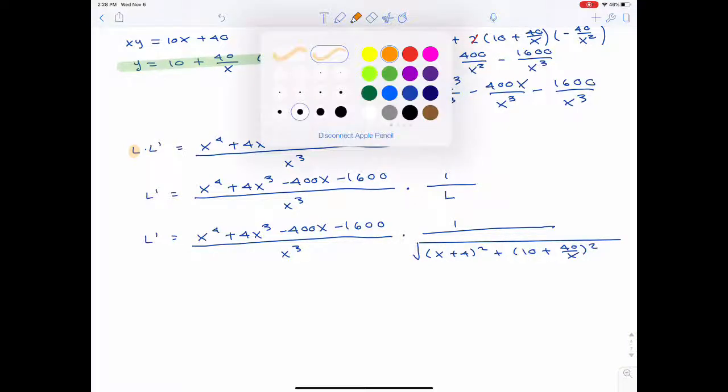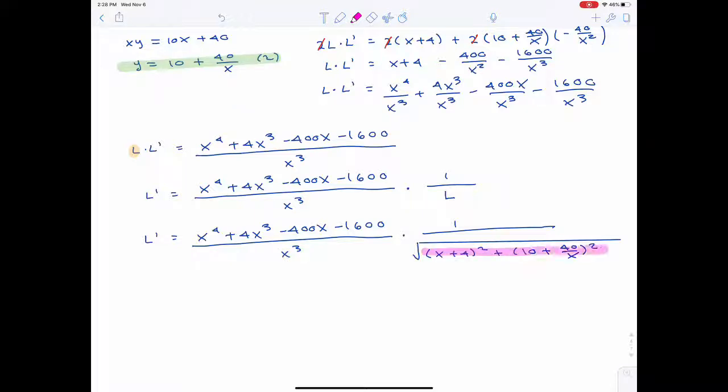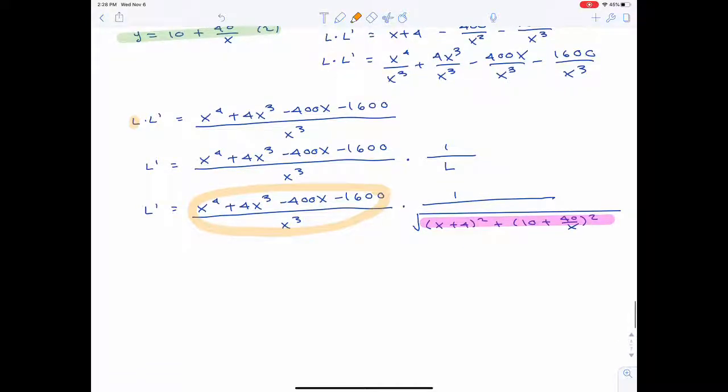I want you to notice this right here can never equal 0. Right? X plus 4 squared is a positive number. 10 plus 40 over x squared is a positive number. Positive plus a positive is a positive. So that stuff can never be equal to 0. So the only thing I really need to worry about is that first function. My critical numbers could be 0, which it can't be because that would be behind the fence. So it's really just that numerator.